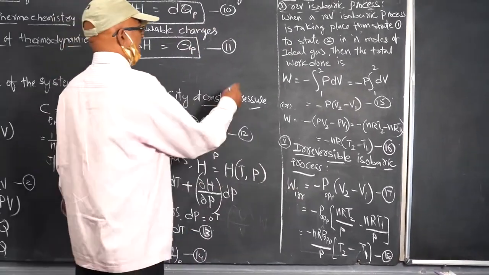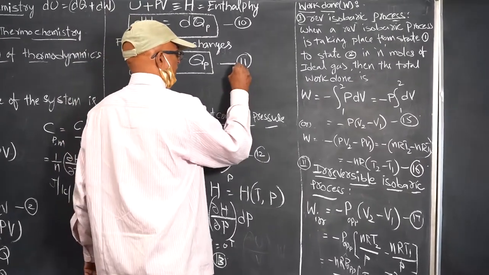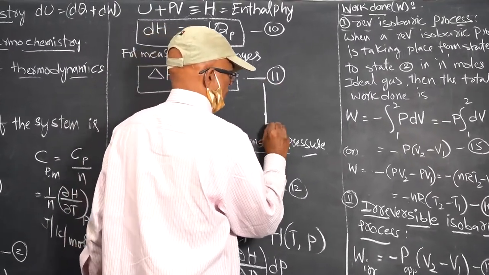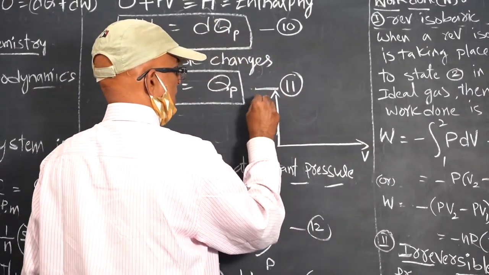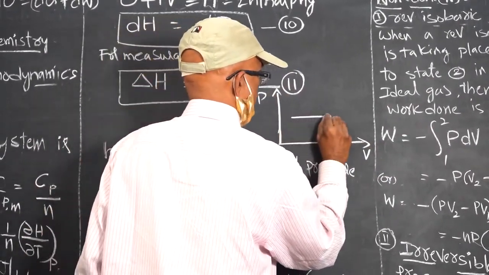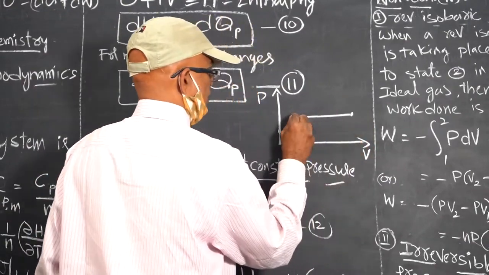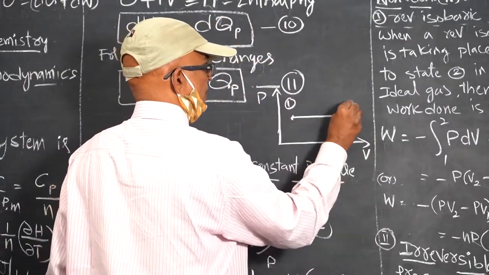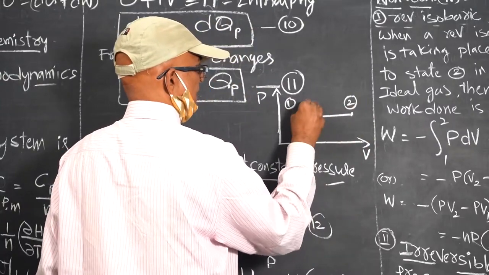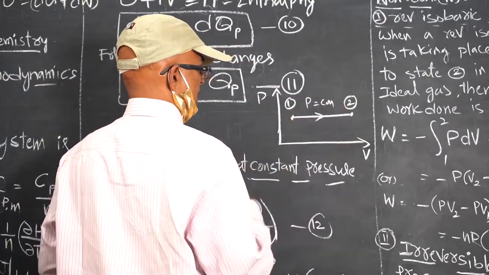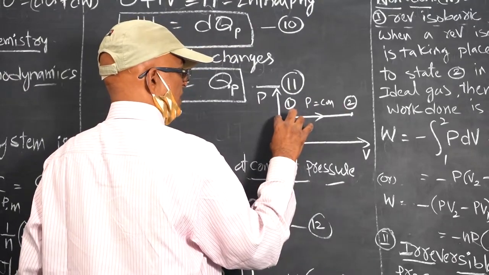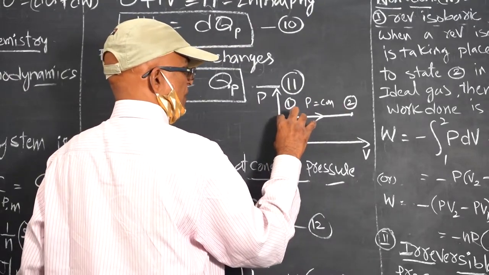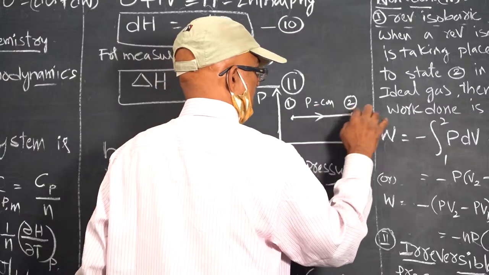Now coming to the PV diagram. The PV diagram of an isochoric process we have seen already, which is a straight line parallel to the y-axis. Now the PV diagram of an isobaric process is also a straight line, but now it is parallel to the x-axis. Here P is constant, pressure is shown on the y-axis. This is the initial pressure, and throughout the process the pressure is the same. Therefore, it is a straight line parallel to the x-axis.